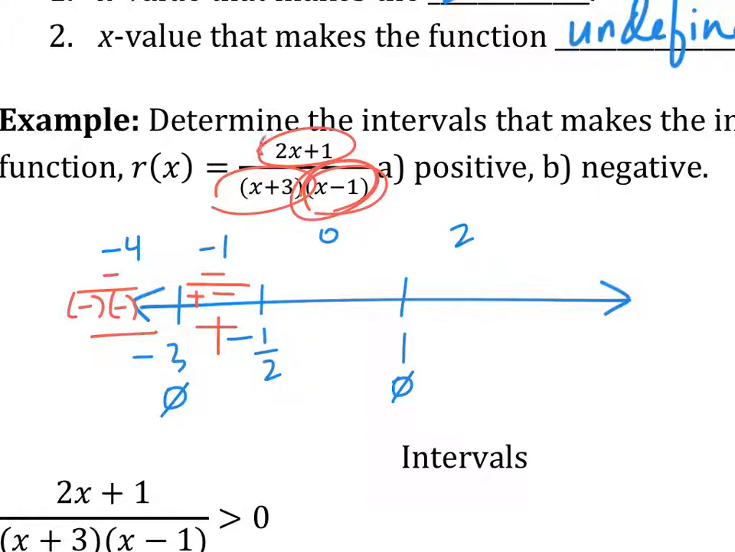All right, let's try another one. If I put 0 in this first one, is it positive or negative? Positive. If I put 0 in here, positive. If I put 0 in here, minus. All right, is this interval positive or negative?